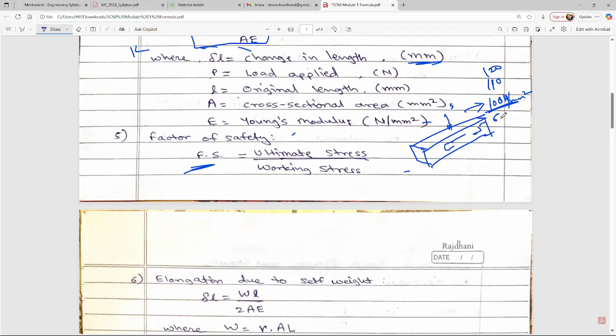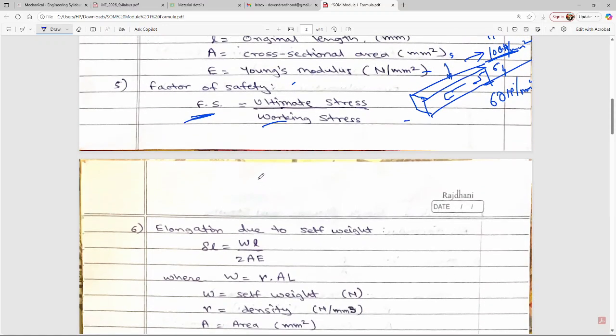Then the stress value we have to reduce by some percentage, since we have to design it by taking 60 Newton per mm square, for example. So the ratio of both stresses is called the factor of safety. Ultimate stress will be 100, and working stress is the stress at which we are working, which will be 60 Newton per mm square.